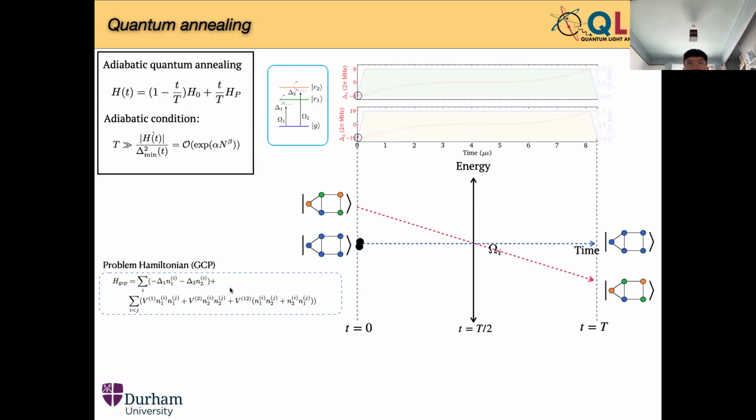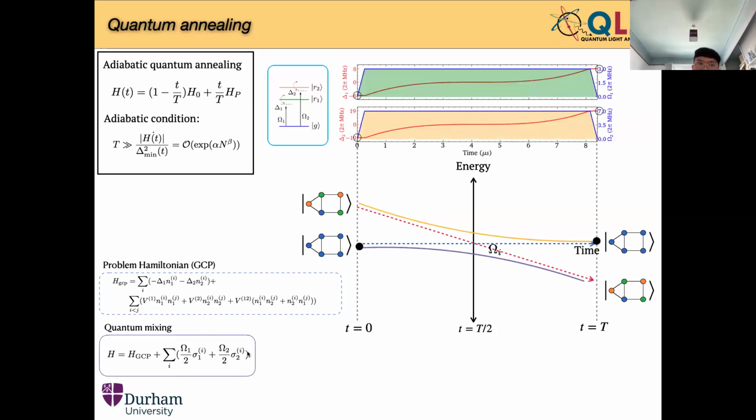And when we do the adiabatic evolution, you can see that the annealing state just stays at its classical trajectory. Basically, this ground state, this initial state here, is actually an eigenstate of this Hamiltonian. So when we do the adiabatic evolution, it just stays at the eigenstate trajectory. But if we add the quantum mixing term, which is turning on the Rabi frequency right now, there will be an energy splitting.